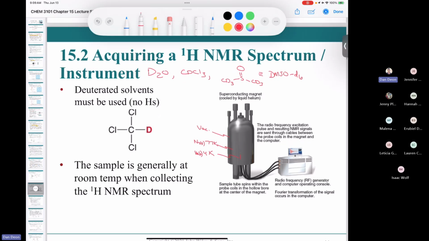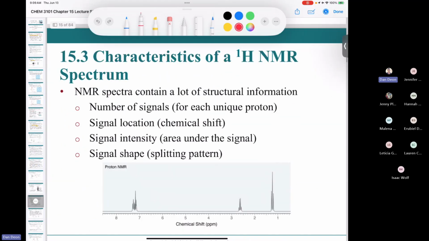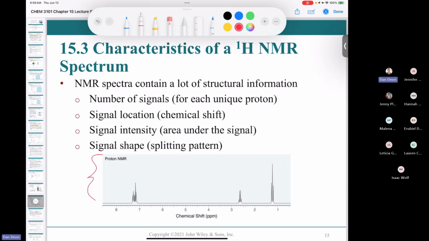I hope that gives you a little bit of an idea of what an NMR spectrum is, how it's processed, and why it works. Now, if you're saying, I haven't even seen an NMR spectrum yet, what does it look like? Well, we're going to get to that. This is an NMR spectrum right here. This is a proton NMR. We're going to get into this after the break. We're going to talk about all the different types of structural information that you can get from an NMR spectrum: the number of signals, where they're located, which we call the chemical shift, the intensity, and the shape. Then we'll be able to get more information about what we actually get from the NMR spectrum.